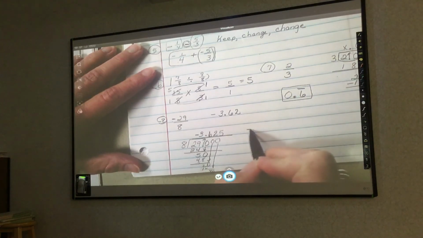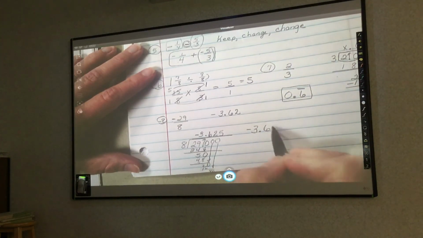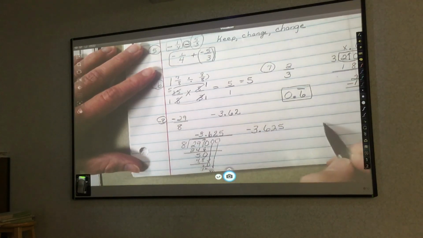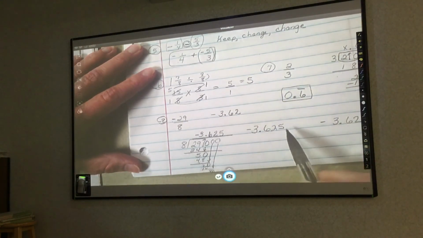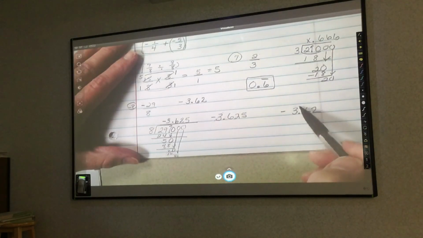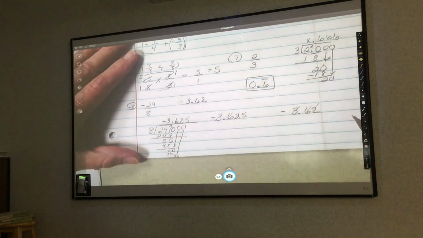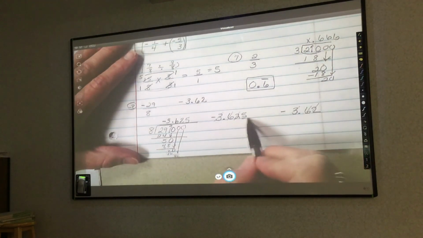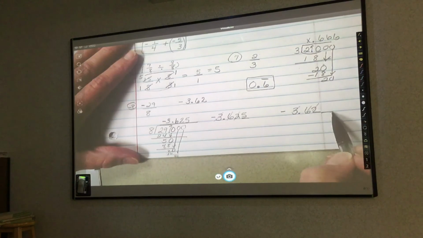So I've got a negative 3.625 compared to a negative 3.62. Now, if I'm looking at these to compare, the numbers so far are the same in the same place value. But now I have a 5, so what should I add here? A 0.